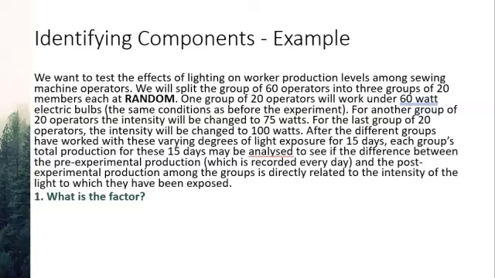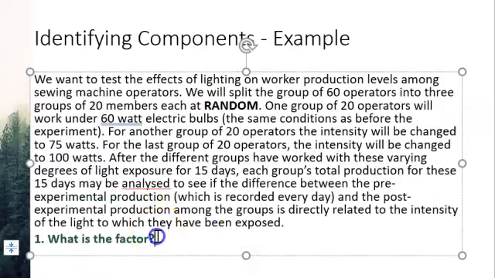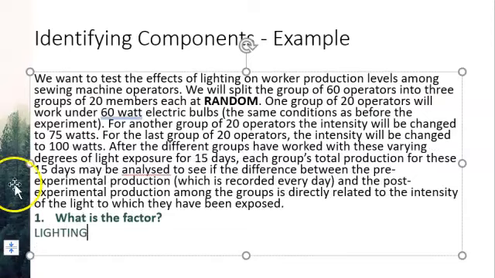So first you need to ask yourself, what is the factor? To answer this question, you need to look at what is the independent variable that is being changed. So what are we changing for these various people in order to see if there's an impact on their production? The answer to this is the lighting. The factor being manipulated here is the lighting levels.